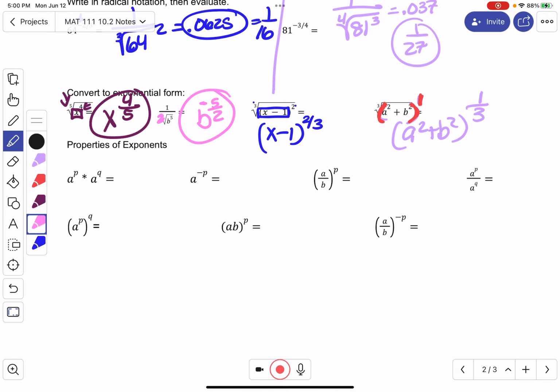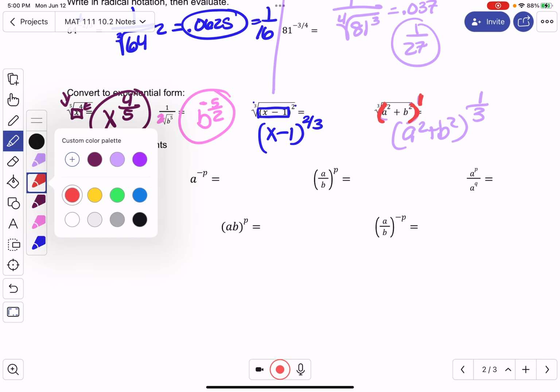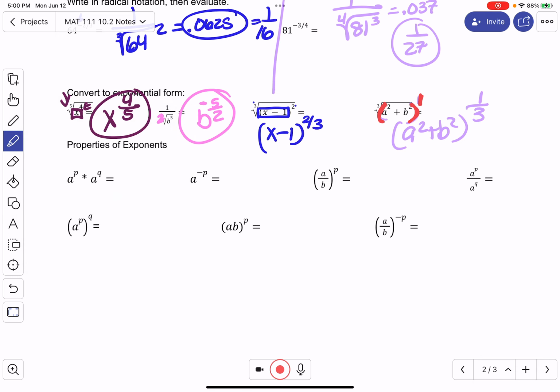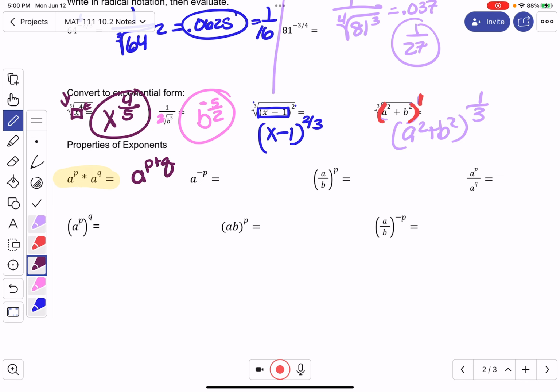Now, quick review. These are all the exponent rules you've learned at some point in your life. Whether you remember them or not, that's your call. But they'll be on your note sheet. You just have to understand what they mean. So here, product rule, same base, we're multiplying, so we add the exponents. If that's the case, when we're dividing, what do you think we do? We subtract the exponents. That's not the right division one. That's this one here, where we have the same base and we're dividing. P minus Q.